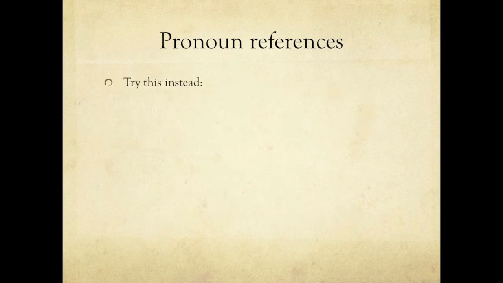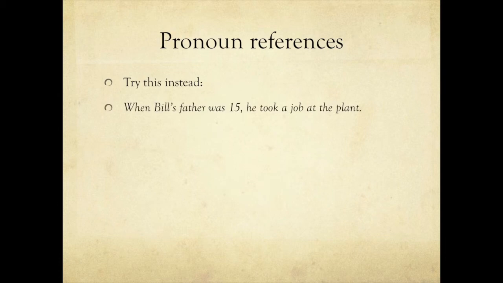And the way we typically fix it would be something like, when Bill's father was 15, he took a job at the plant. Well, of course, it depends on what we originally meant to say, but this is just how we would fix it if this was the actual meaning of the sentence here. Okay. So here it's clear that we're talking about Bill's father, and there's not any sort of confusion with the reader about who we're talking about, right?